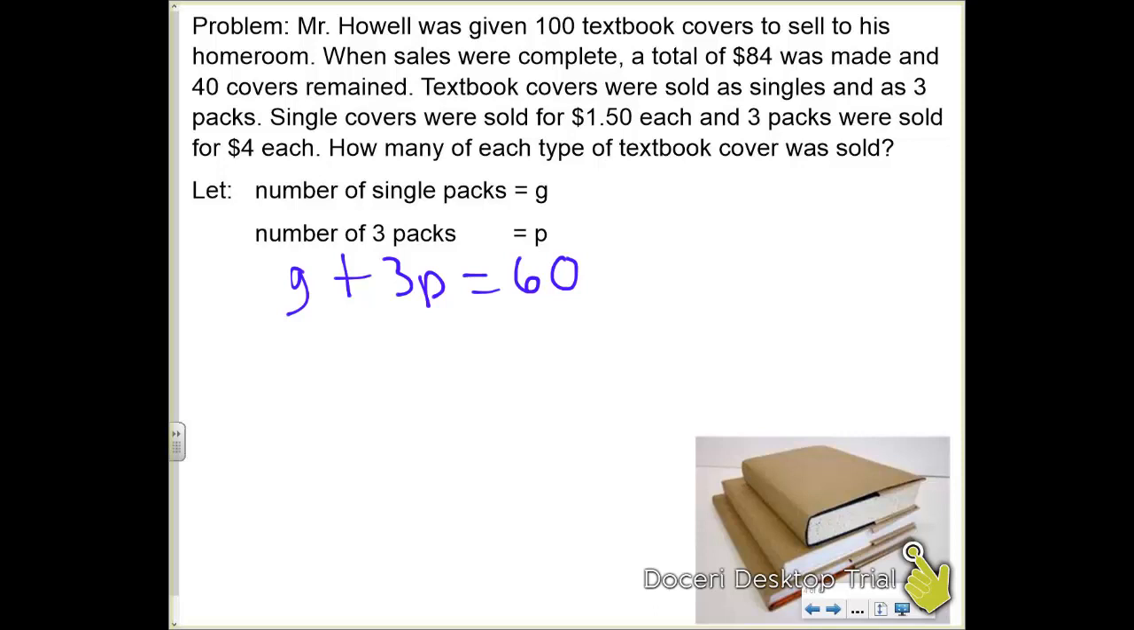The next equation comes from money earned. I earned a total of $84, and some of that came from singles and some of it came from 3-packs. The singles were $1.50 each, so if G stands for the number of single packs, multiplying that by $1.50 gives me the money earned from single packs. I can do the same thing with the 3-packs. Each 3-pack was sold for $4, so if I have P 3-packs, I multiply by 4 to get the income from 3-packs. If I add those two together, it should come out to $84.